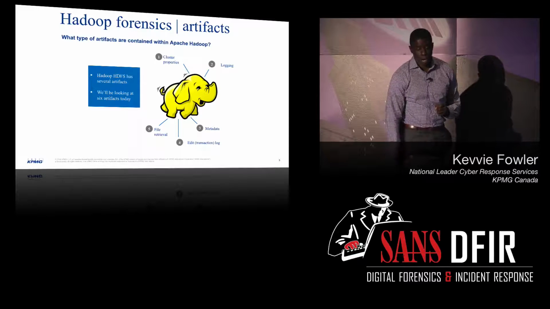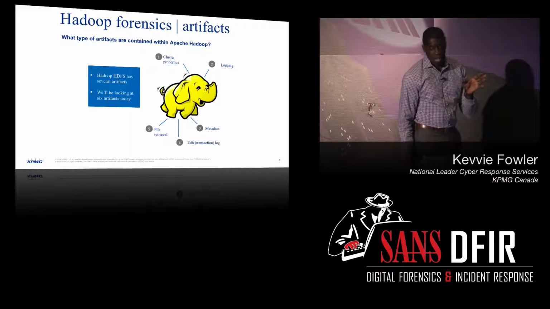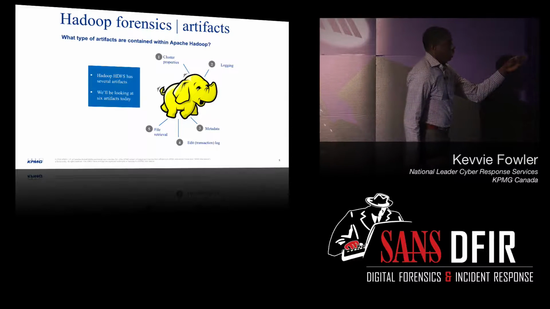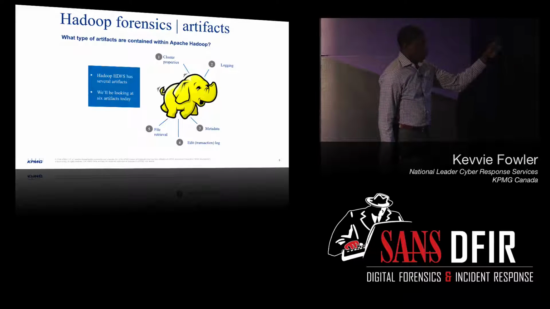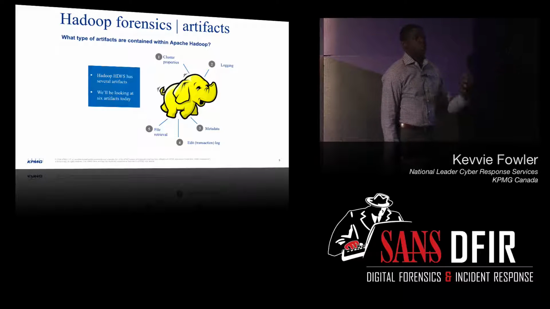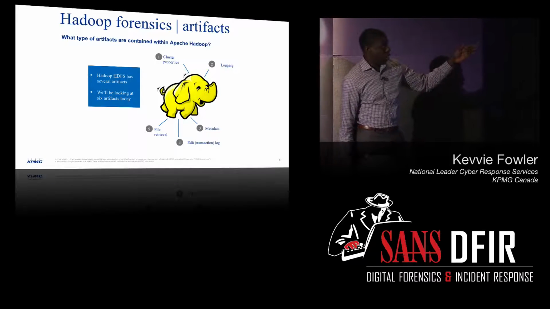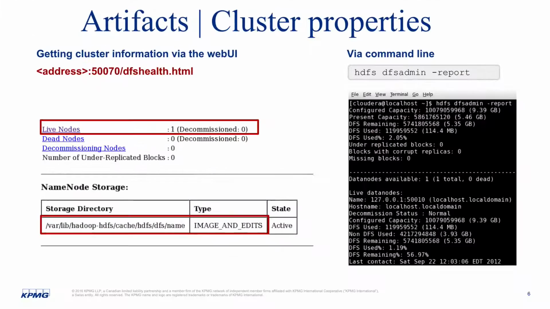Just focusing on the web for a second, you type in the address that you're looking to connect to, so the IP address and the port, and it will actually dump information about the nodes within that Apache Hadoop installation. I've highlighted a few areas on the slide here. We have live nodes. How many nodes does this cluster actually comprise? In the example I have, it's running in a VM, so it's one live node. But the real juicy information comes down to the name node storage.